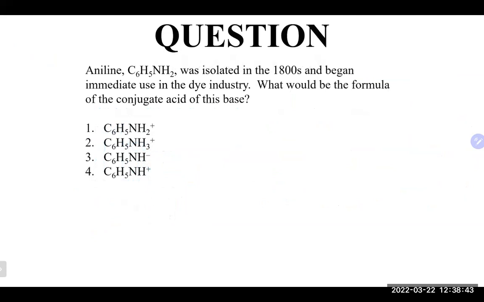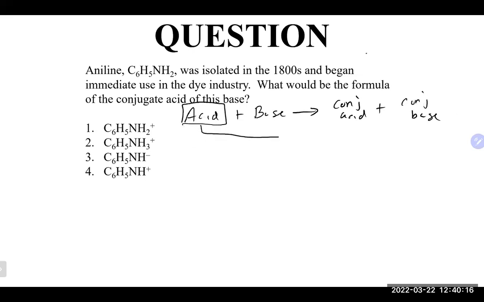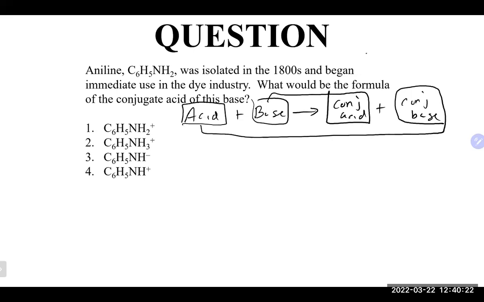So why don't you try this one? We have aniline, which was isolated. What would be the formula of the conjugate acid in this case? Think about what we were just talking about. We have an acid plus a base, and on the other side, we have a conjugate acid and a conjugate base. Again, the acid goes with the conjugate base, and the base goes with the conjugate acid.